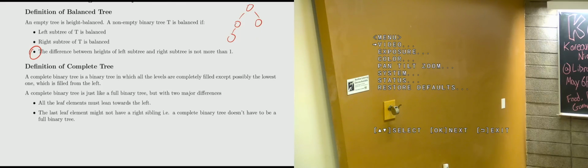Naturally, when we come to the complete tree, a complete tree is one in which all the levels are completely filled except possibly the lowest one, which is filled from the left. So a complete binary tree is just like a full binary tree, but with 2 major differences. All the leaf elements must lean toward the left, and the last element... The tree doesn't have to be a full binary tree.